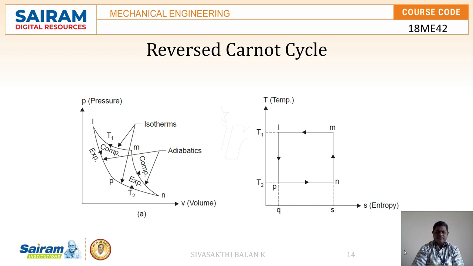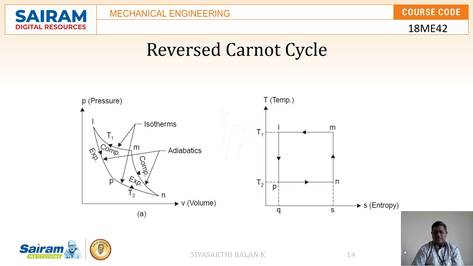The left hand side of the video screen represents the reversed Carnot cycle PV diagram, which contains two expansion processes and two compression processes. In this, two are isothermal as well as two adiabatic. The process starts from P and moves towards N, then N to M, M to L and L to P. These are the four processes undergone in this cycle.